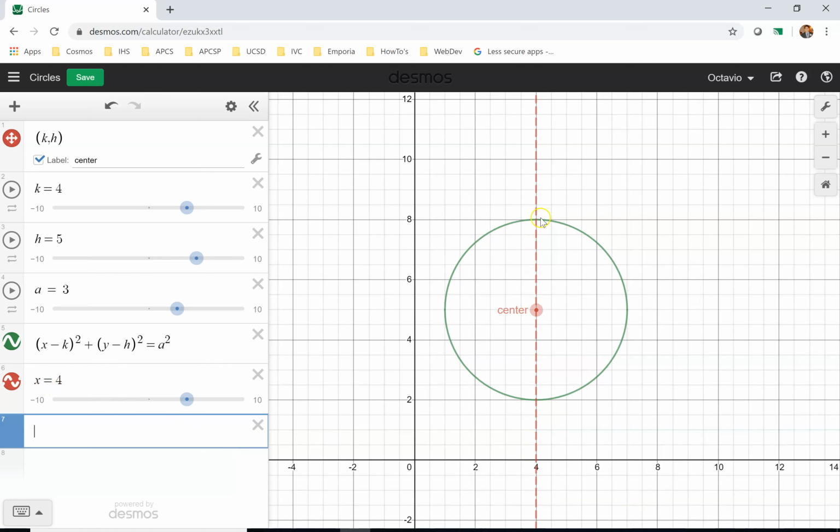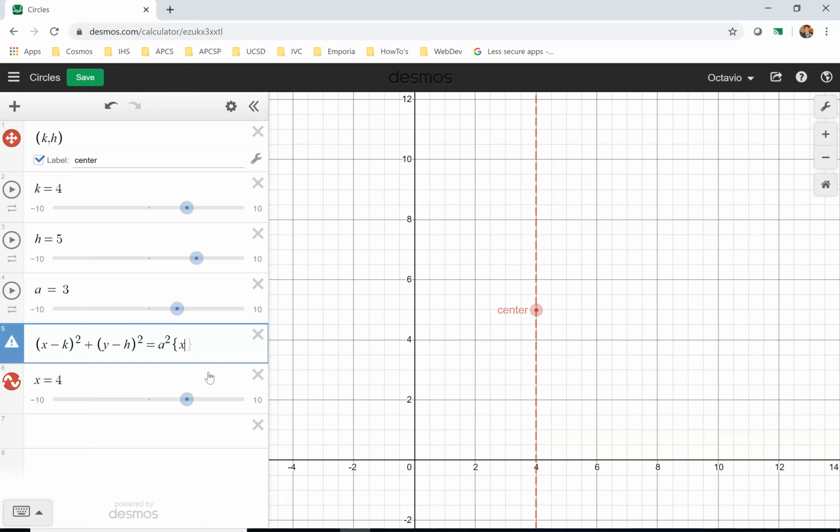Say I only want the right half of this circle. Well, in my formula here, I would restrict the domain, and I would say I only want x values that are greater than 4, like that. Okay, now you have the right half. What if you only want the top half of this half of the circle? You only want the top half. You don't want this bottom half.